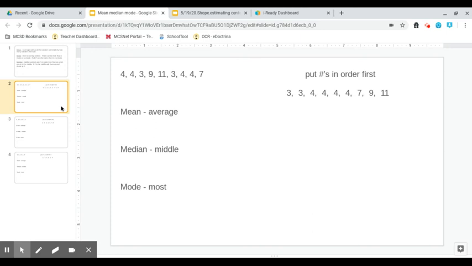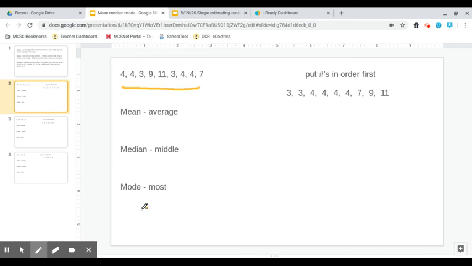Okay, looking at our first group of numbers. Here we have a data set: 4, 4, 3, 9, 11, 3, 4, 4, 7. We can't do anything with the numbers until you put them in order. So I put all these numbers in order, smallest to biggest, and rewrote them over here. That's what you're going to need to do when you do these problems. We want to find the mean, which is the average, the median, the middle, and the mode, the most.